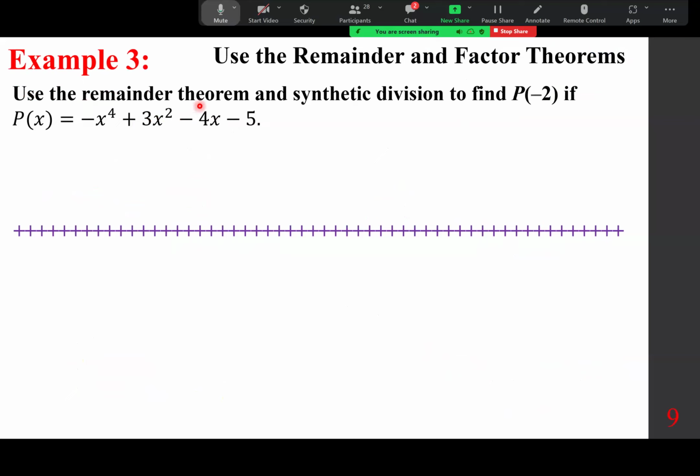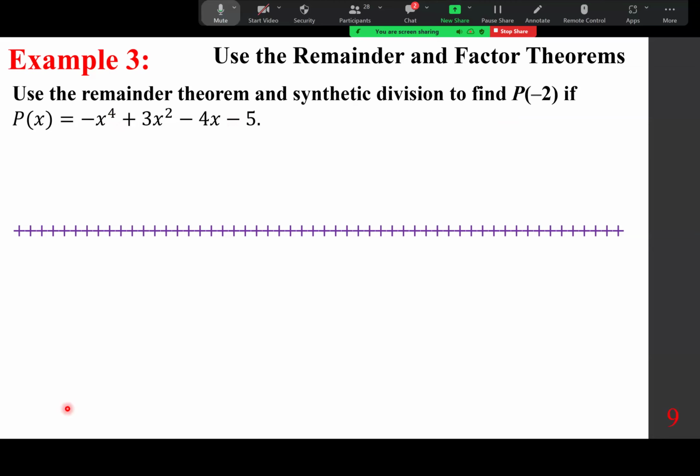Example 3, use the remainder theorem and synthetic division to find P of negative 2. Before we tackle this, if they said remainder theorem, it's a lot easier to just evaluate P of negative 2. I want you to know that, okay? However, just for practice, we are doing synthetic division. So if they ask you whether this polynomial is divisible by x plus 2.